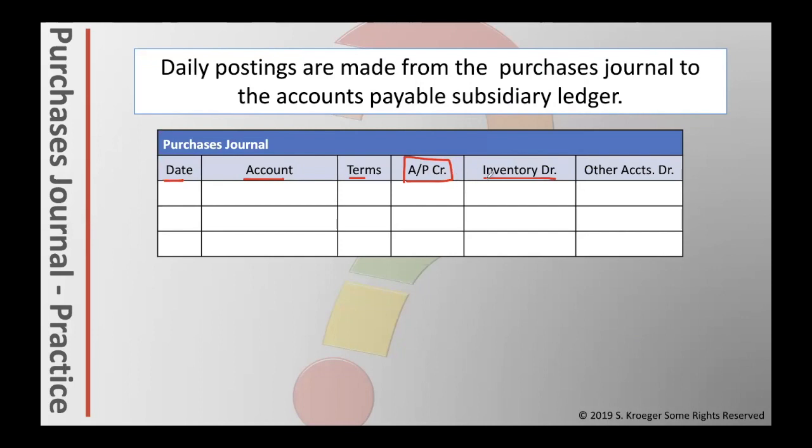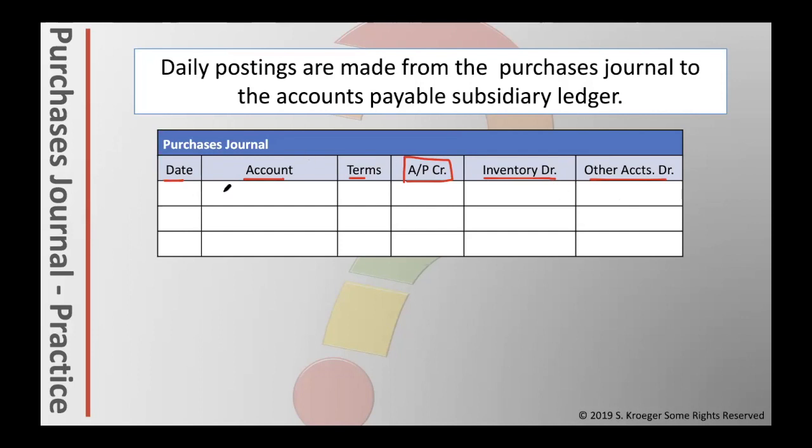Let's say we made a different purchase on account. If we used a different account besides inventory, we would just use the other accounts column instead. For example, if we bought supplies on account, we'd be using supplies as the debit, accounts payable would be the credit. We wouldn't use the inventory one. We would just write the amount here of how many supplies we purchased.